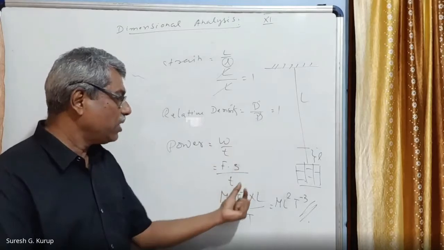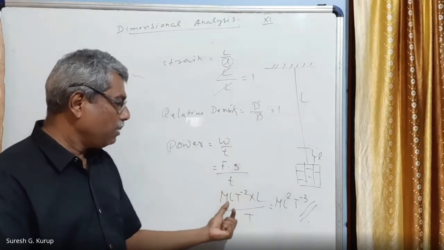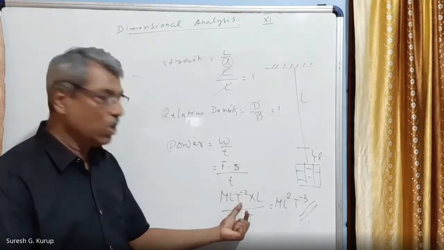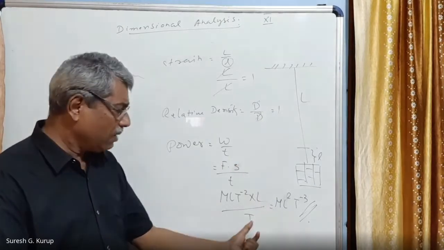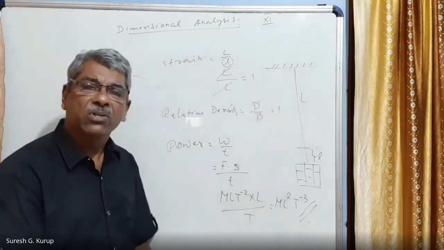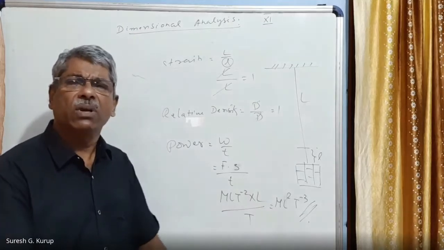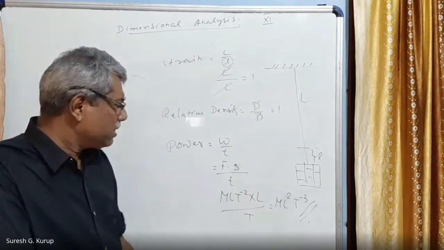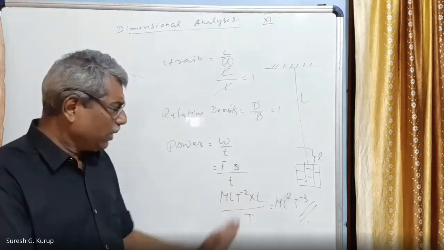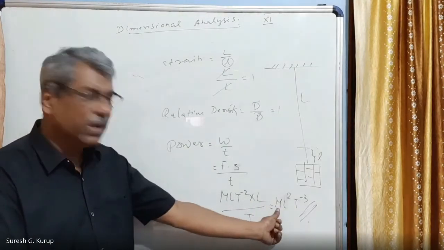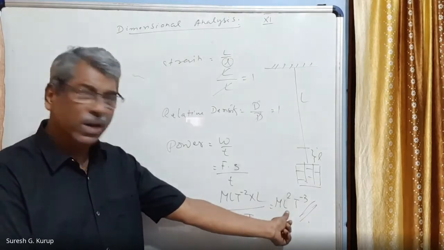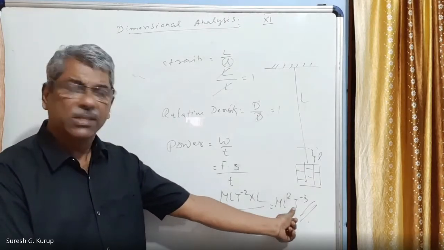W by T. So F into S divided by T. mLt raised to minus 2 is force. Force into S, where S means displacement, and displacement is L only, divided by T. You are getting mL square t raised to minus 3. For any physical quantity, the unit from the dimension can be written. So this one also we can write as kg meter square per second raised to 3.